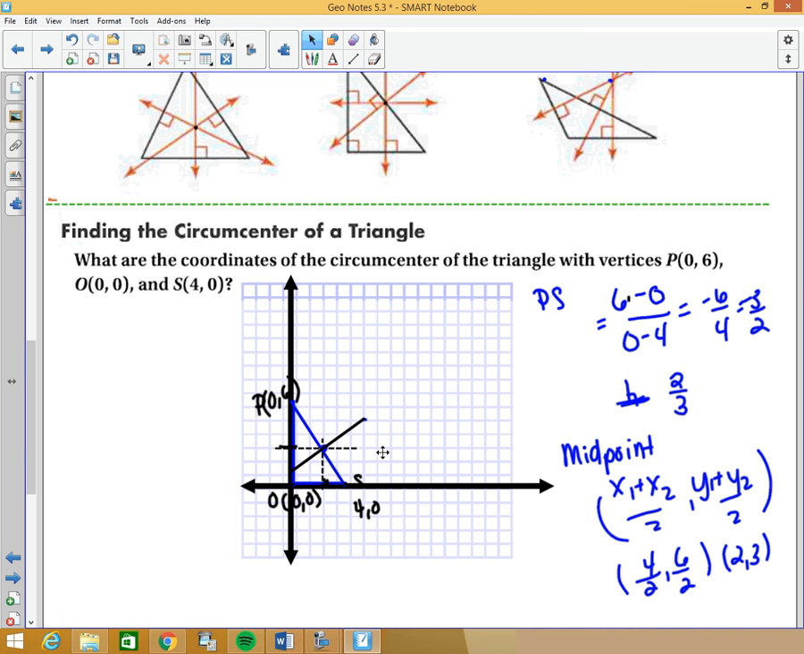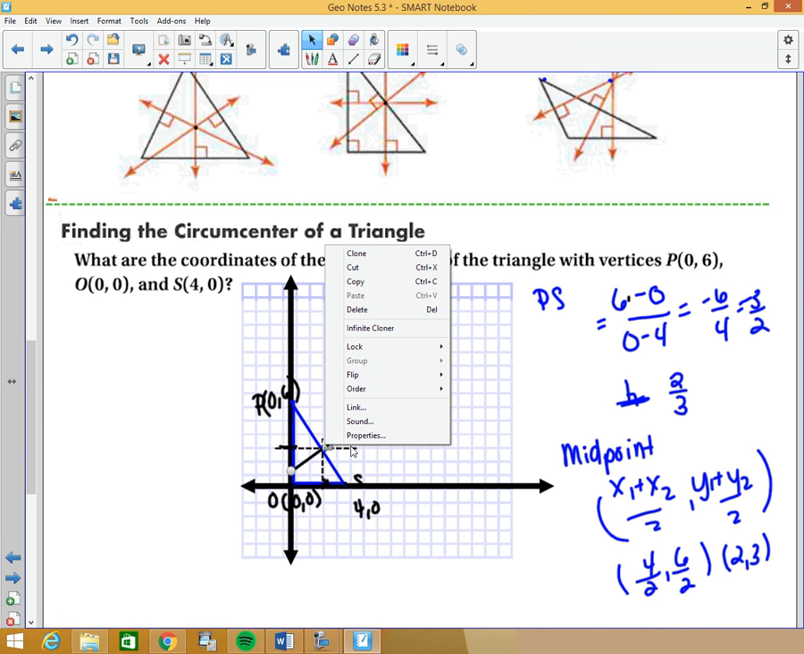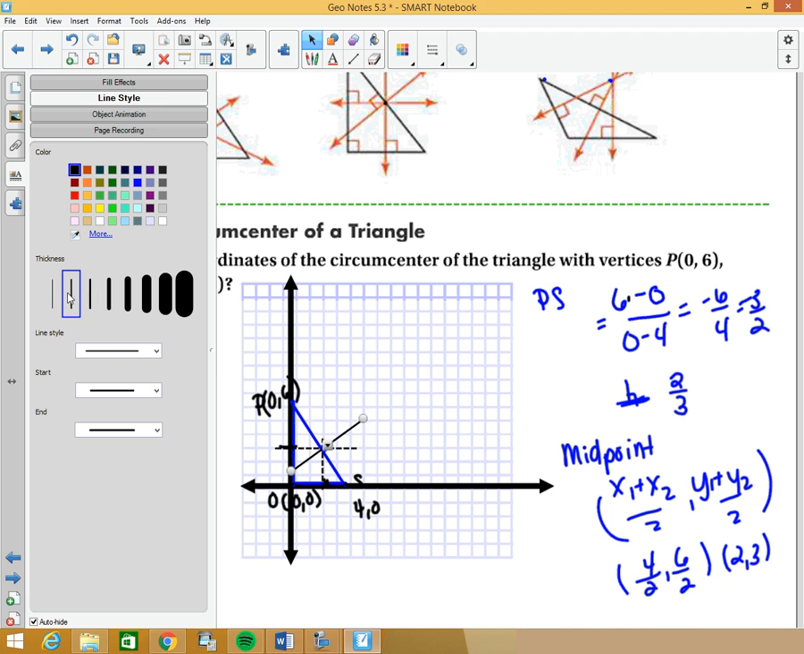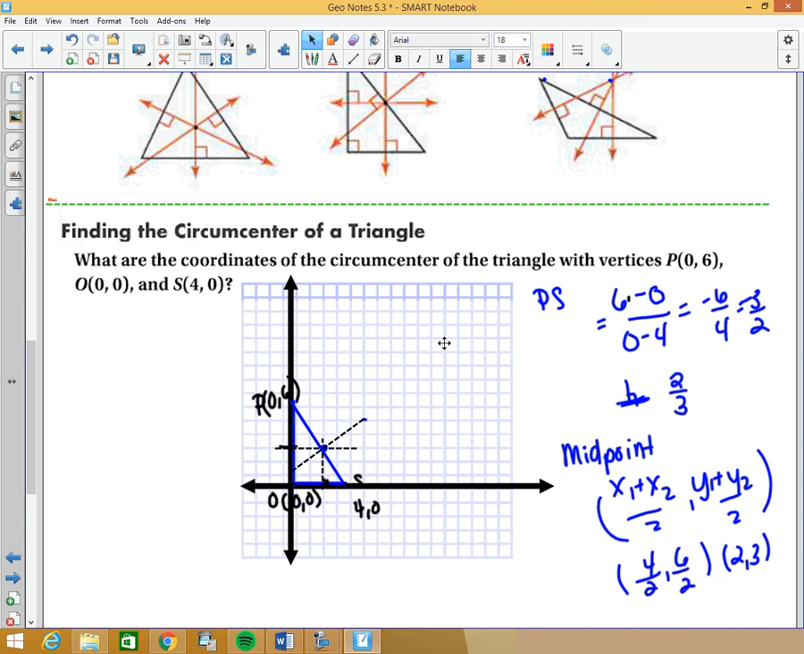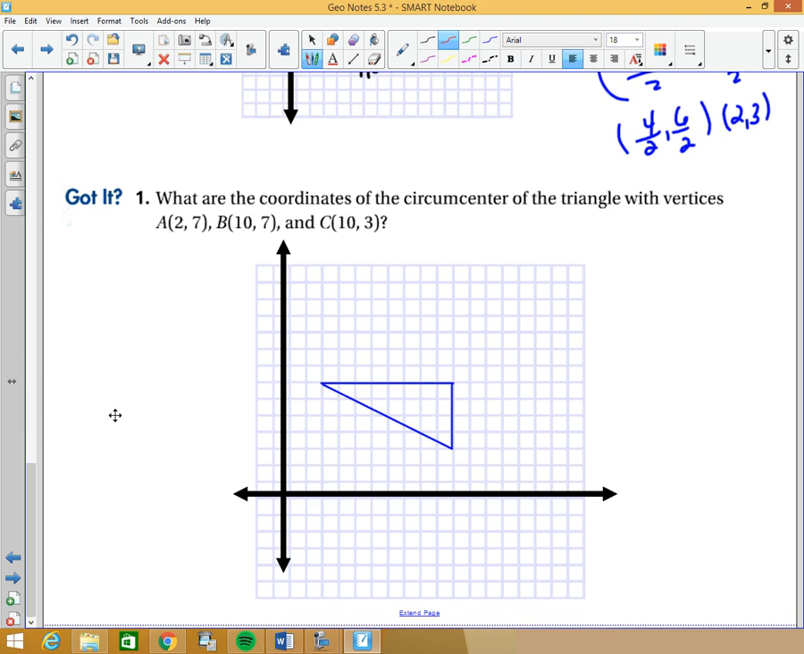Okay, and from there, I should be able to tell what the circumcenter is for this particular triangle, because again, the circumcenter will be the point where all of the perpendicular bisectors meet, and this is going to be that point, and that point is 2, 3. Okay, so take a minute and try this triangle ABC and see what you get.